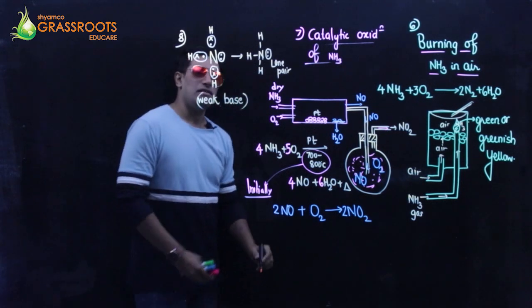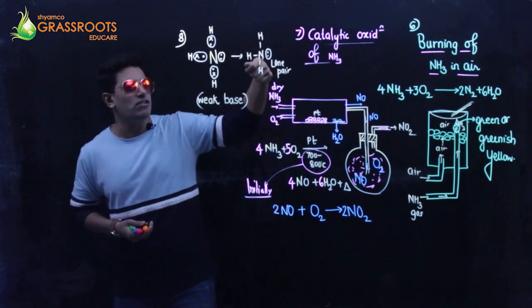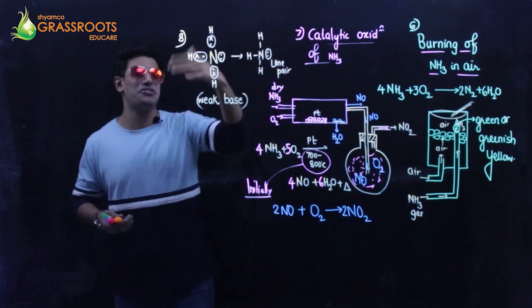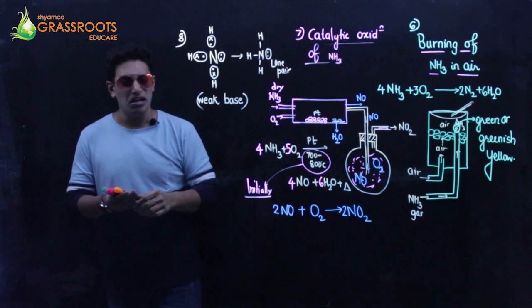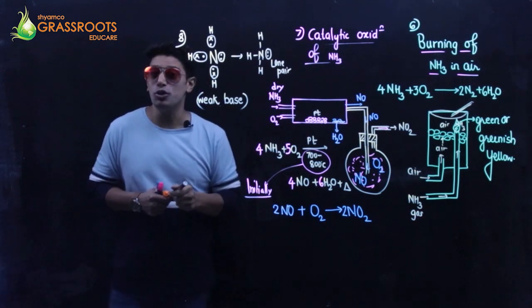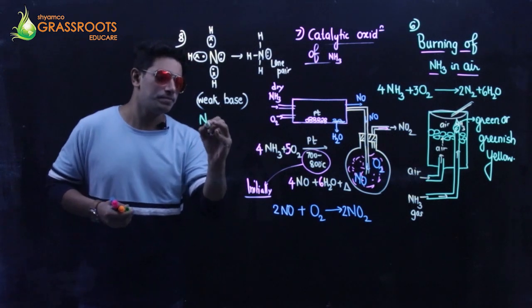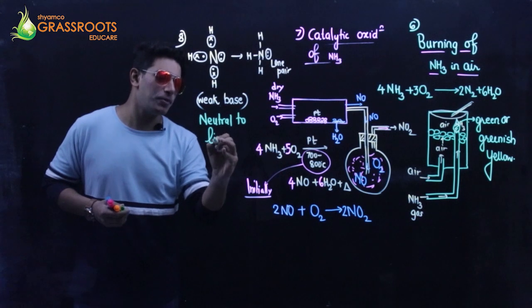So, if I bring dry ammonia gas to a dry litmus paper, nothing happens. Litmus paper remains neutral. So I will say it is neutral to litmus paper.